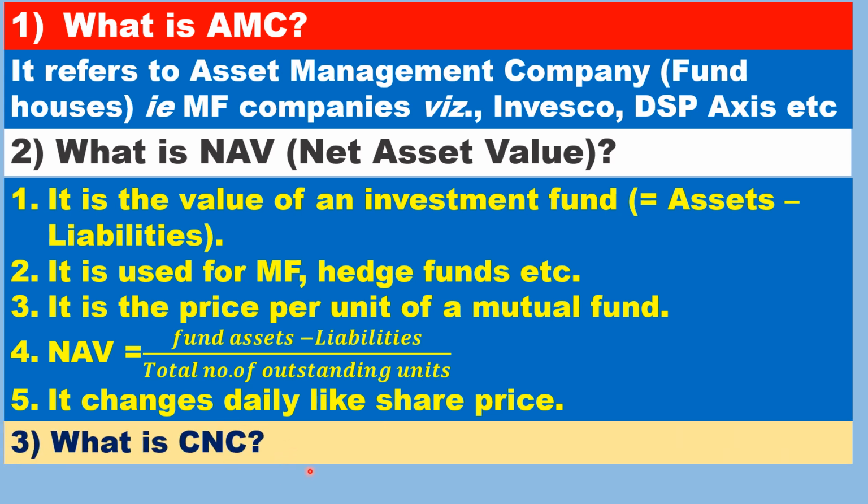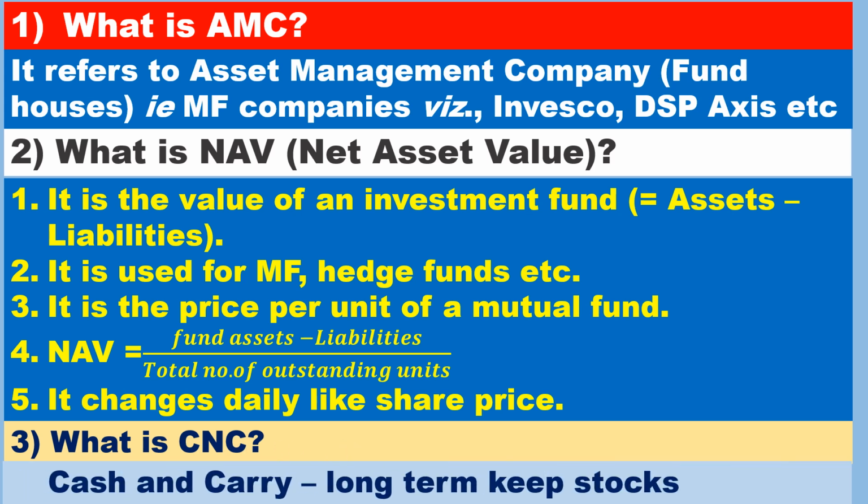What is CNC? It is cash and carry. It is the term used for long-term investment. MIS, margin trading square off, is used for intraday purpose. In CNC, you buy and keep it for a long time. That is cash and carry, long-term orders.